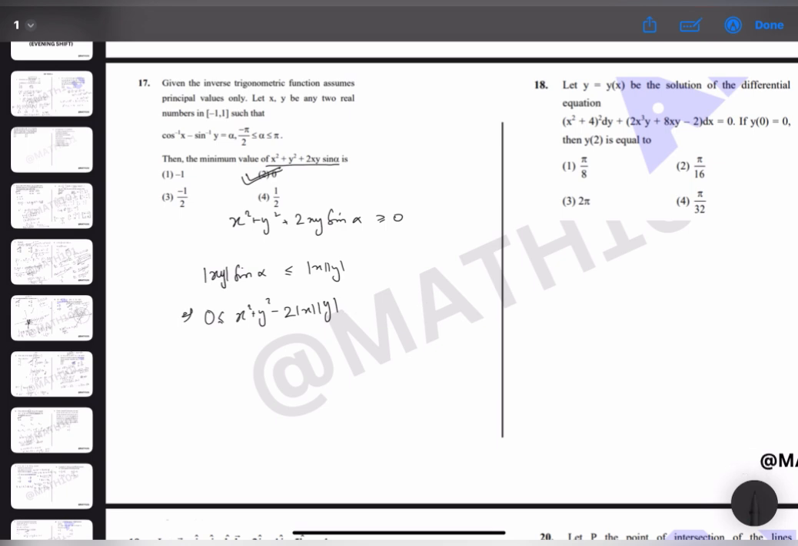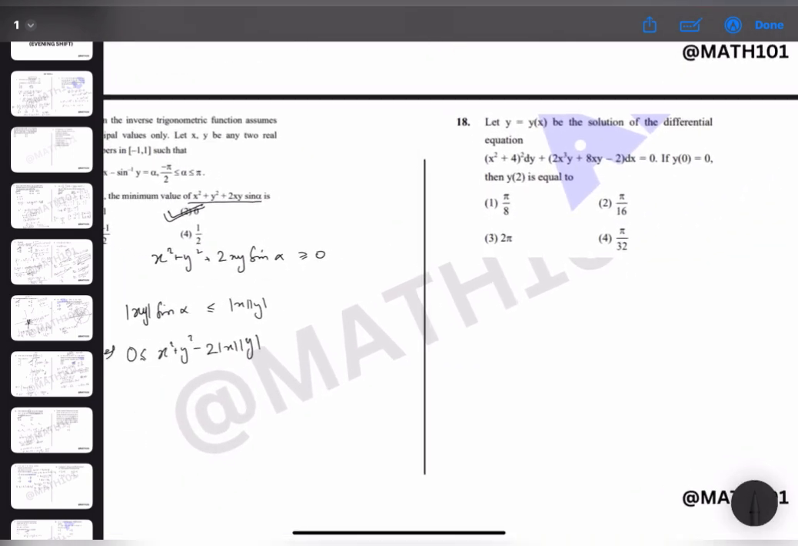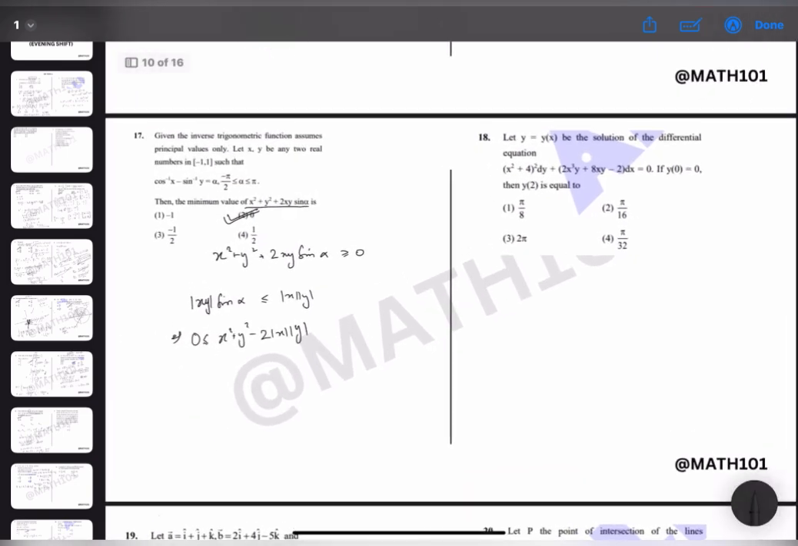Such observations should come naturally to you. You should practice enough to build such observations. These observations help us to save time in the exam. Anyways, this next question also is one example of such things. Try to make everything into exact differentials.